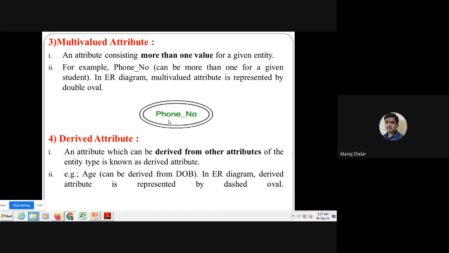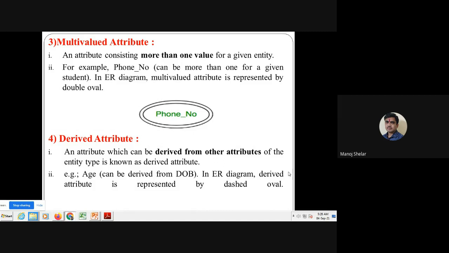Simple. Okay. Then the next one is the derived attribute. A derived attribute means one attribute is derived from another attribute. An attribute which can be derived from another attribute of the entity type is known as a derived attribute. For example, age can be derived from DOB. Suppose a student is an entity and date of birth is an attribute. Using this date of birth attribute, we can easily find out the age of the particular student. So age is a derived attribute of the date of birth.